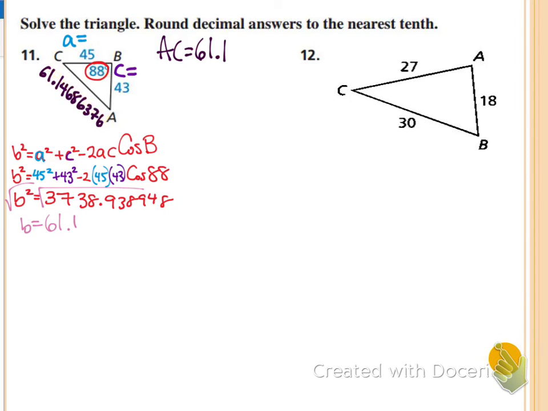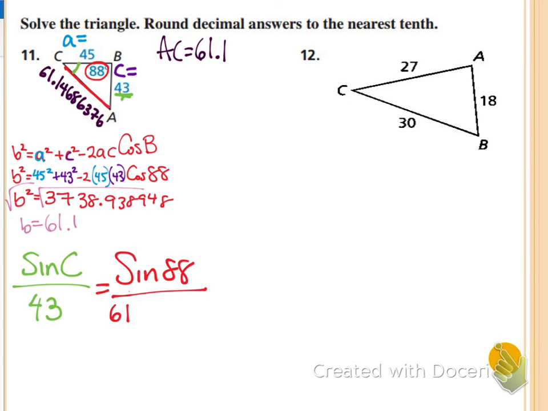Now we have a known pair. So we're going to use this known pair, we have a side and angle, to find other things. So remember, you want to find only acute angles with the law of sines, but they're both acute, so it really doesn't matter which one you pick. But just to stay in the habit of finding the smallest angle first, we can find C. So sine of C over 43 is equal to sine of 88 over 61.